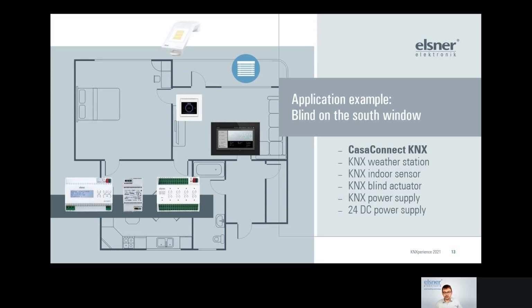The CasaConnect is the core of the system. A weather station which sends measured values via the bus is required for this. An indoor sensor, for example, to use the solar heat in this application example. In addition, at least a 1-channel blind actuator, or, as in our case, a 4-channel blind actuator is required. As well as a system device power supply and a 24-volt DC supply unit for supplying the weather station and the CasaConnect is needed.